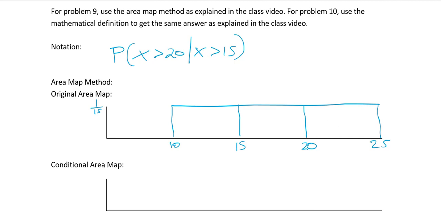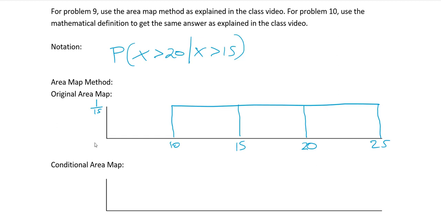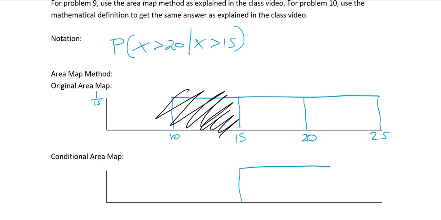Well, what's cool about this is that the conditional area map is going to make this a lot easier, because as I said, this spot between the 10 and the 15 is going to be gone, because we are not going to consider it, because you have waited up to that moment, 15. And the highest possible moment you could wait is minute 25, and we just want to know the chances between the 20 and the 25.